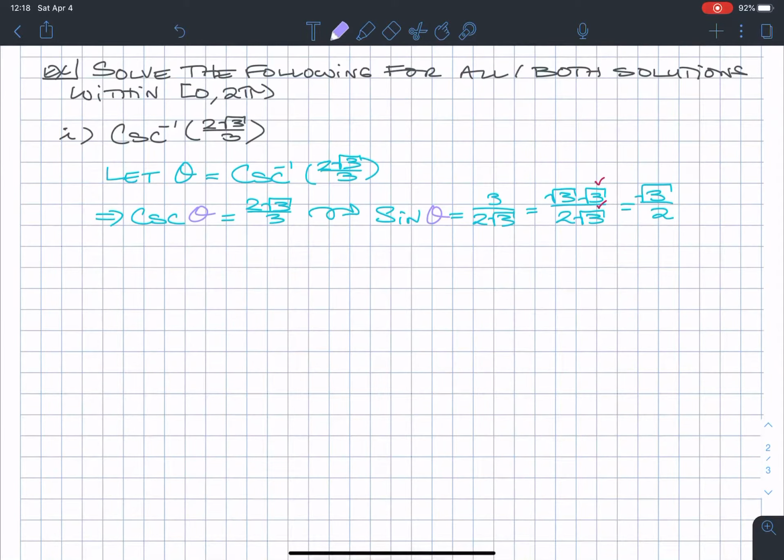Do you agree that the two places where the y-coordinate on the unit circle has a value of root 3 over 2 will be at 60 degrees, pi over 3, and 120 degrees, 2 pi over 3? So those are the two values between 0 and 360, non-inclusive, where cosecant is 2 root 3 over 3.